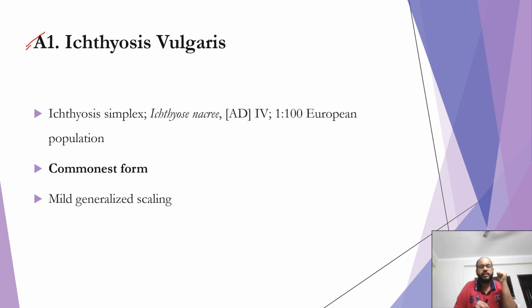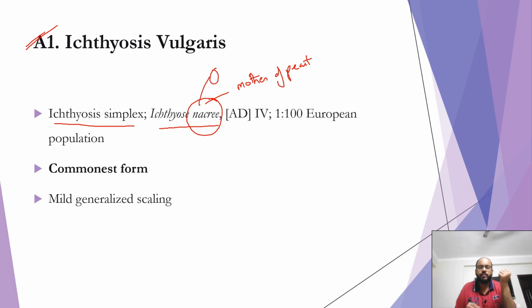We'll start first with Ichthyosis vulgaris. Ichthyosis vulgaris is also known as Ichthyosis simplex or Ichthyosis nacre. Now, nacre is a term which comes from mother of pearl. It's like a shell or a scale on the inside wall of the oysters in which pearls are formed. Okay, so you can have a good quiz question out of this, that nacre is another name for Ichthyosis vulgaris.